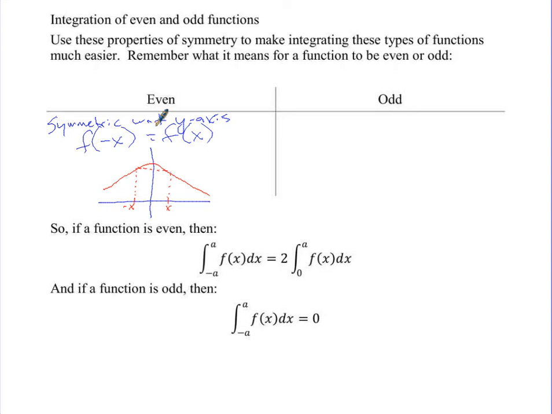So if this function is even, what can we say about the area on this side compared to the area on this side? They are the same, which is why if I'm evaluating an even function from negative a to positive a, then this area right here is going to be exactly the same as this area right here. Which means instead of doing this integral, I can do this integral from 0 to a, but then double it, and I'll have the exact same answer.